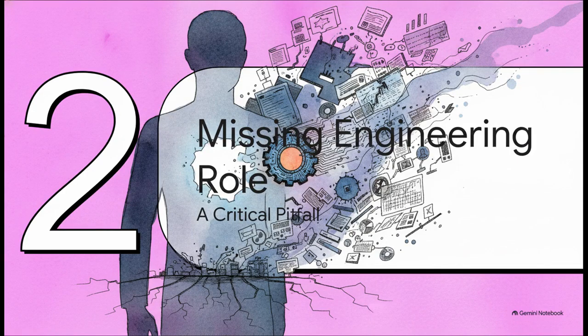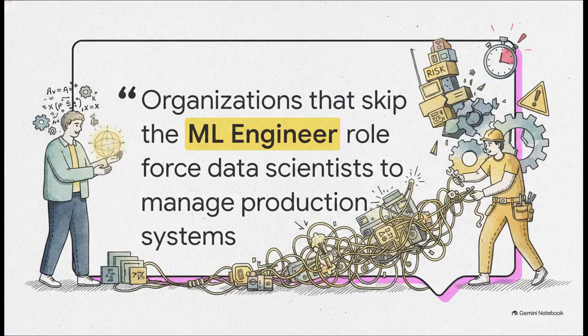Moving on to Section 2, the missing engineering role, a critical organizational pitfall. Now, this brings us to what is arguably the single most common and honestly the most dangerous organizational pitfall companies make when trying to build out their AI and machine learning teams. The text specifically warns that organizations skipping the ML engineer role end up forcing their data scientists to manage production systems. Think about how unfair and incredibly risky that is. You're taking brilliant mathematicians and statisticians who excel at building models, and you're just throwing them into a production operations role that they simply aren't trained for. The result? Massively high operational risk.